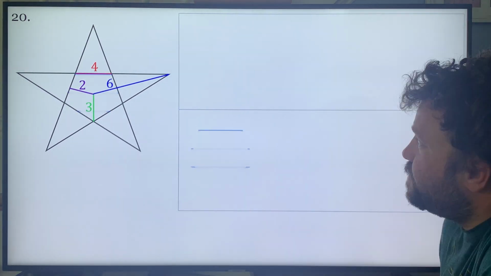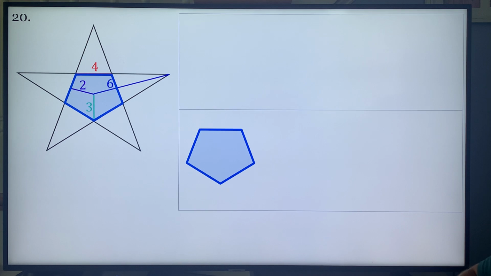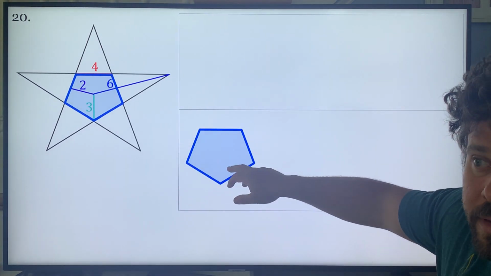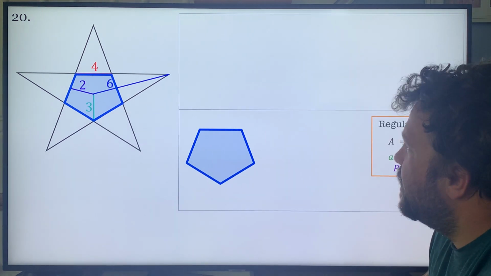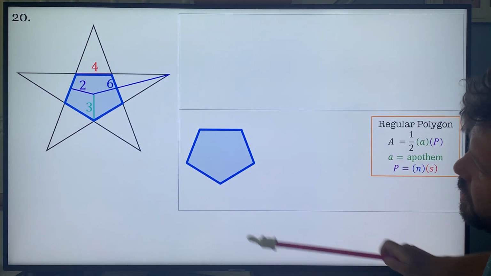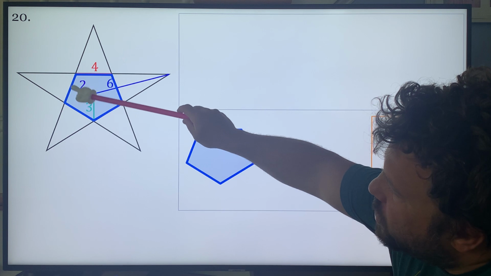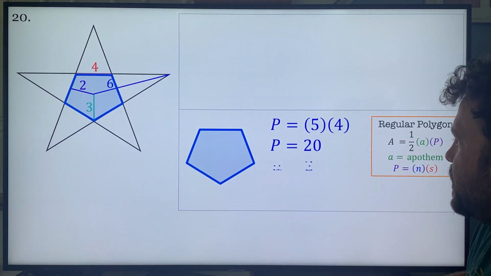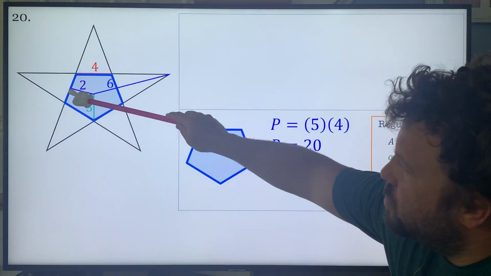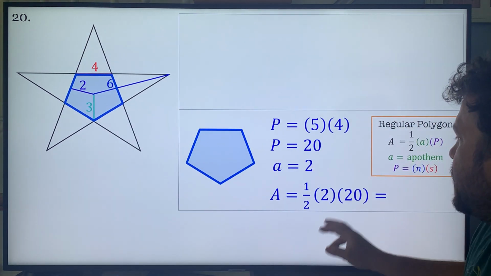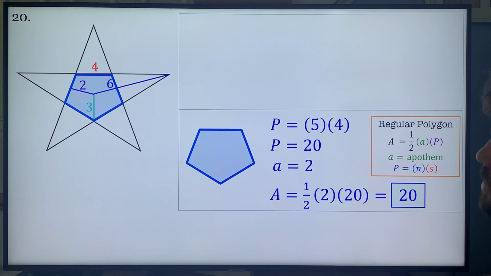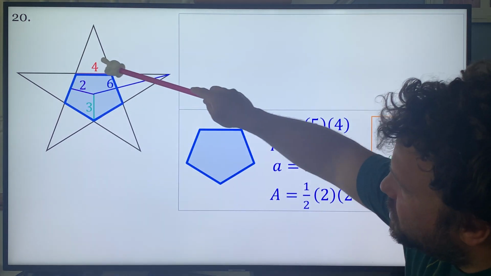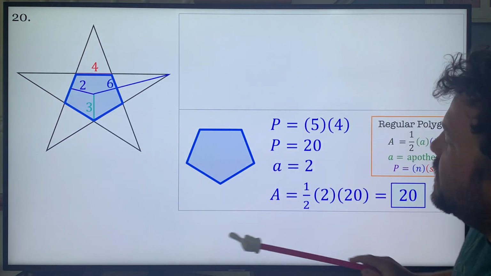What is that? Star. So you got your, what's a 5-sided figure called? Pentagon. All right, it's a regular polygon. So our apothem here is 2. Our perimeter is 4 times 1, 2, 3, 4, 5. So perimeter is 4 times 5 is 20. The apothem is 2. All right. So 1/2 of that is 20. Now, since this whole thing is 6 and this is 2, that means the height of each one of these triangles, which are all congruent, is 4.